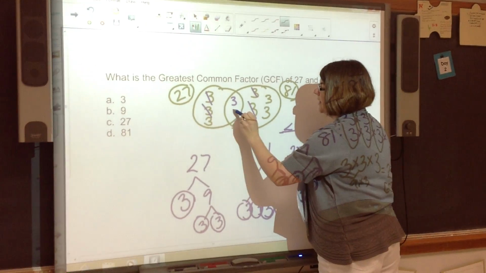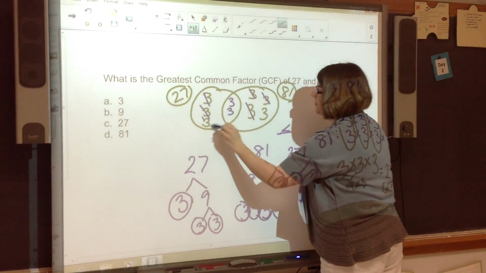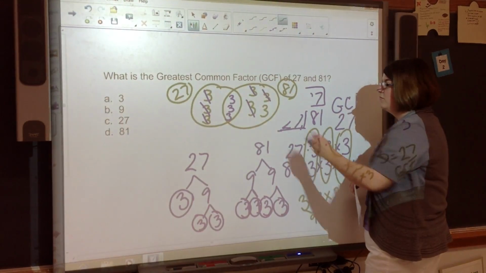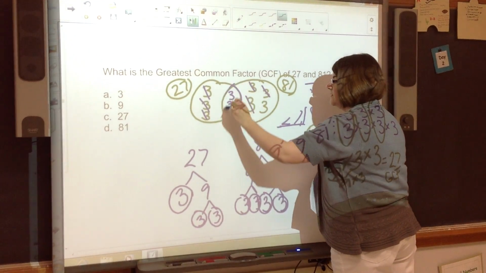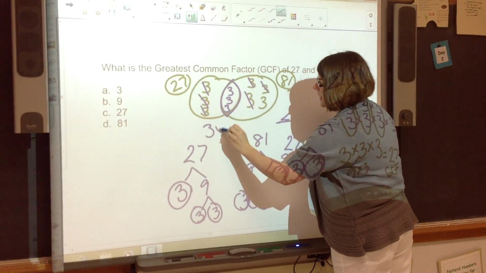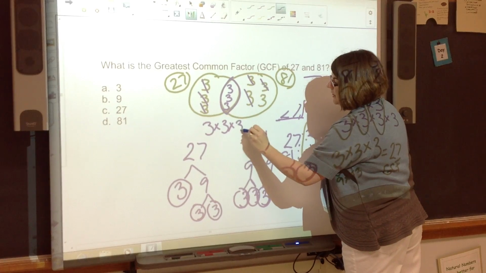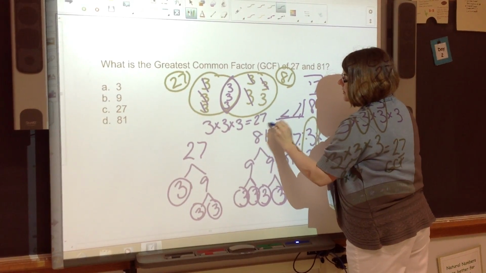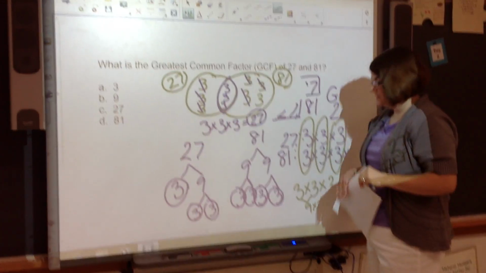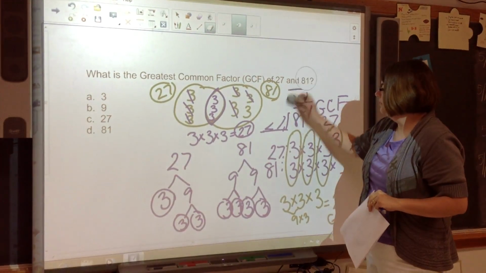And we find another pair of 3s, and a third pair of 3s. And then what you do for GCF is any numbers that are in the center here, you multiply together, and that gives you, again, 27. So you can use any of these 3 methods to help you find the GCF.